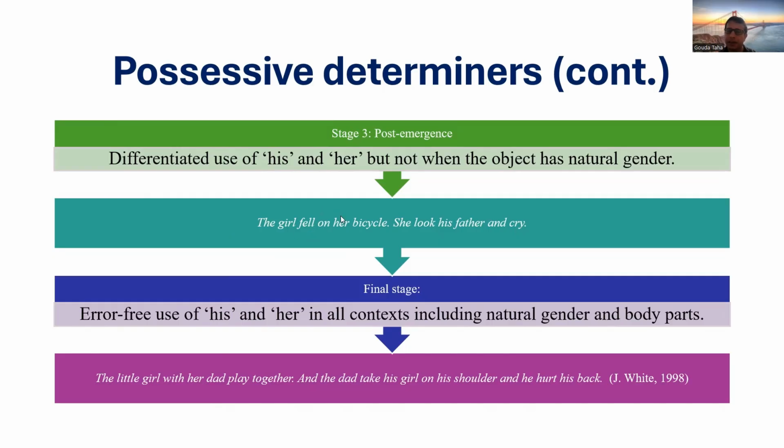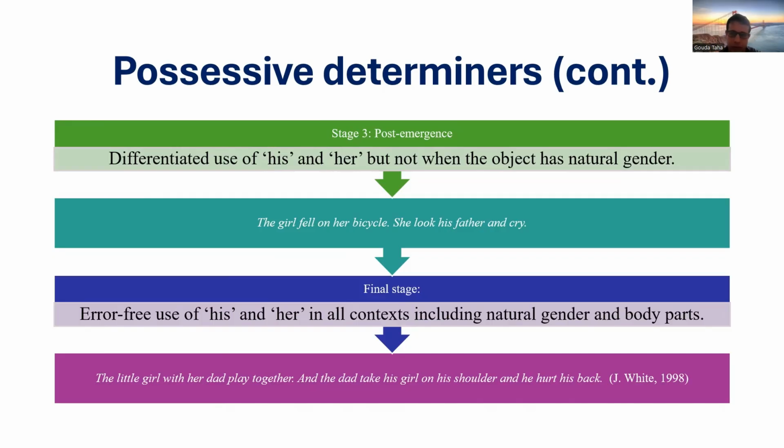So you see here the emergence, or the post-emergence, of the possessive determiner. In this case, one of them is right, the other one is still developing. So that's a kind of developmental error. They are indicating some kind of development, the emergence of the command of this possessive determiner. The final stage is the most advanced stage, which is the error-free stage of using the possessive determiner.